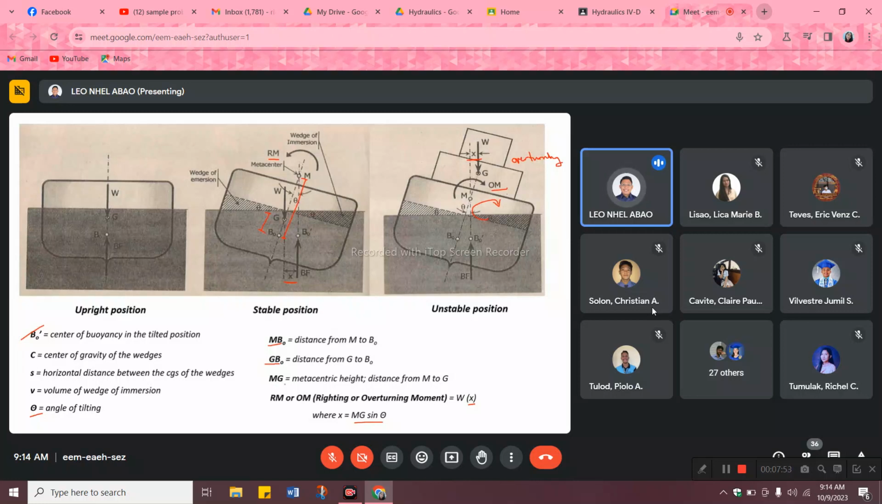Lastly is the MG. This is what we call the metacentric height. So it is the distance from the metacenter to the center of gravity. Later on, we will get equations on how to get MBO, GBO, and MG. The righting moment is this one.